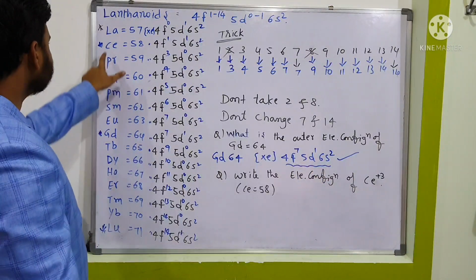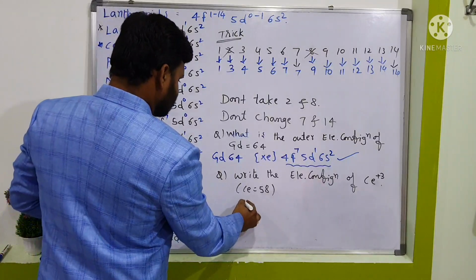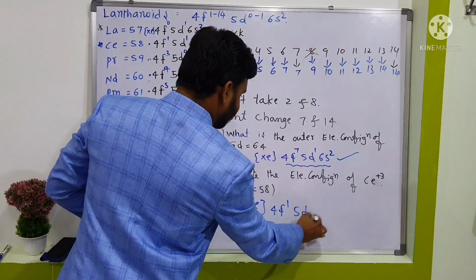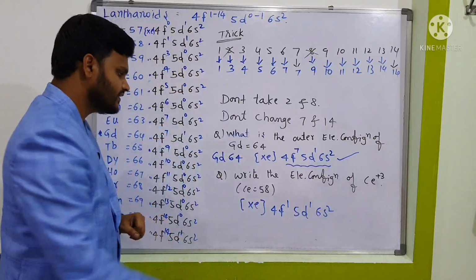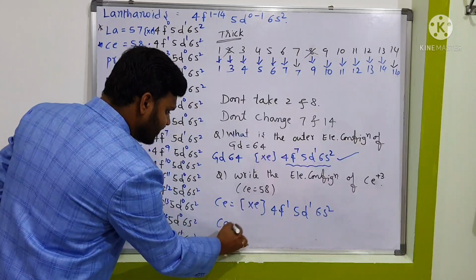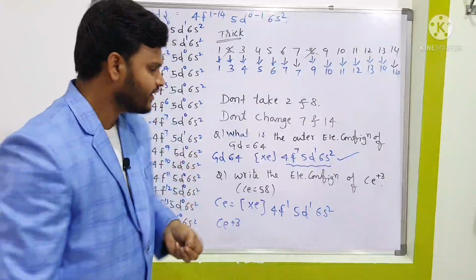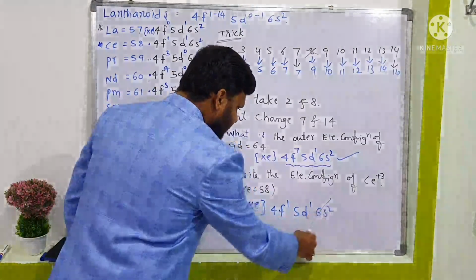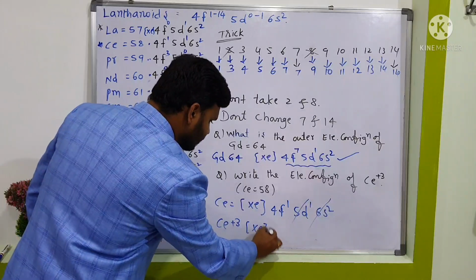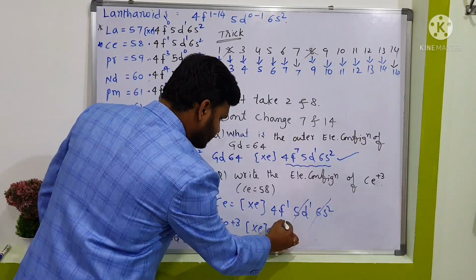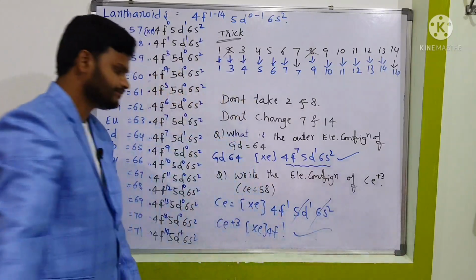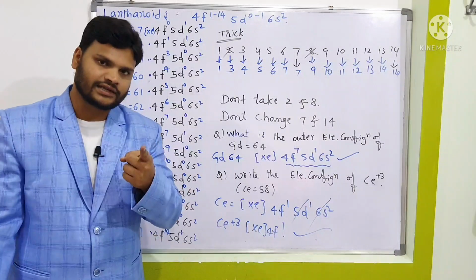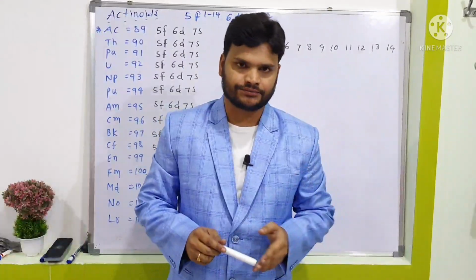Here, cerium atomic number 58. So the electronic configuration is xenon 4f1, 5d1, 6s2. This is for cerium, but we want cerium plus 3. Plus 3 means loss of 3 electrons. Here you need to remove 2 electrons and here you need to remove 1 electron. Then it becomes xenon 4f1. That's it. This is for cerium plus 3. Is it clear? Next, actinoids.